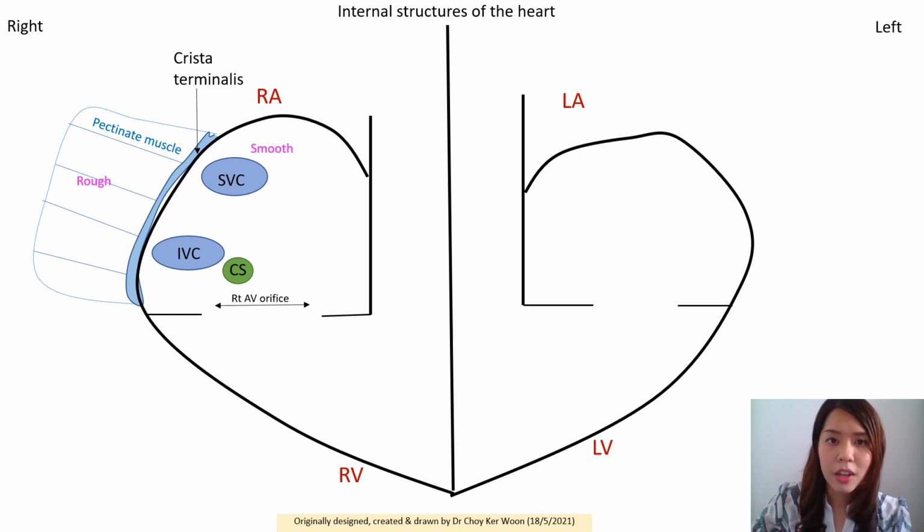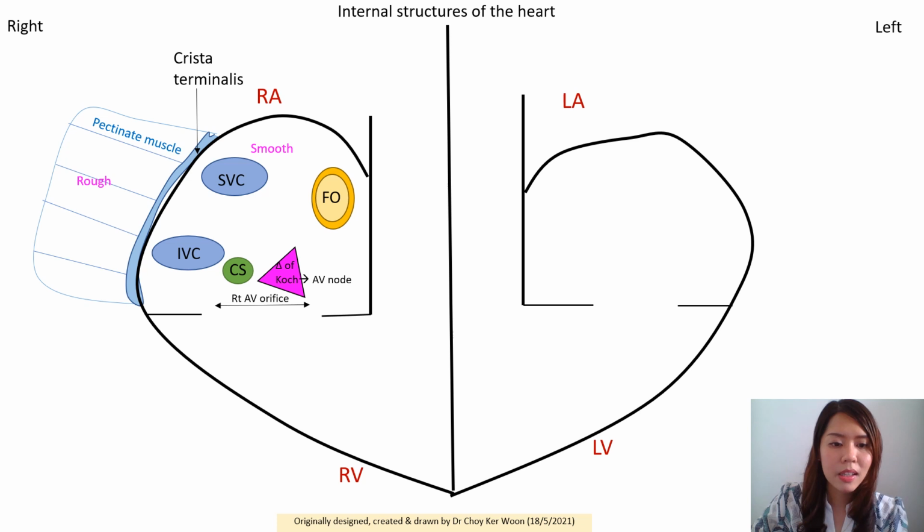Next, at the interatrial wall, we have a fossa ovalis, a dimple-like structure, which is surrounded by a limbus of the fossa ovalis. At the right atrium, we also have a triangle. This triangle we call the triangle of Koch, which is bounded by the coronary sinus, the tendon of Todaro, and the septal leaflet of the right atrioventricular valve.